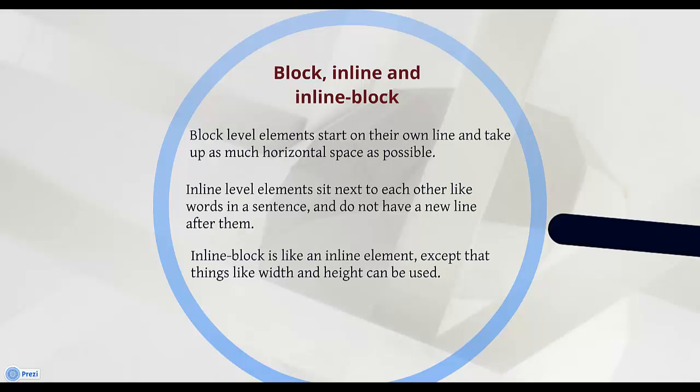Next, an inline level element sits next to each other like words in a sentence and does not have a new line after it. Okay, so you can think of this as maybe two, three, four images sitting right next to each other. These are inline level elements. And then we have finally inline block. It's like an inline element, except that things like width and height can be changed. Okay, so just going forward, pay attention to these terms. If you see them, you know what they mean.